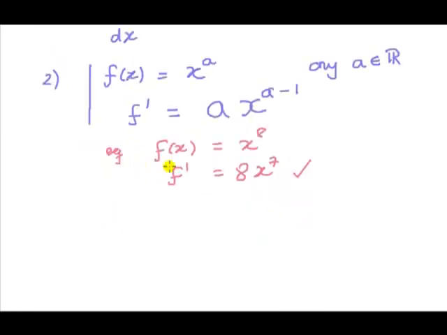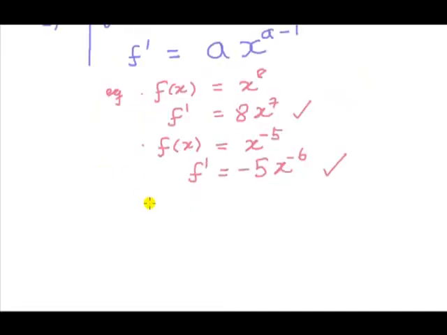Next, f. Now since I said it can be for any number on the real line, I can have negatives, x to the power of minus 5. What's going to happen here? Same thing. Take this down, so now it's minus 5 x to the power of minus 5 minus 1, minus 6. Okay, notice not minus 4. Minus 5 minus 1 is minus 6.